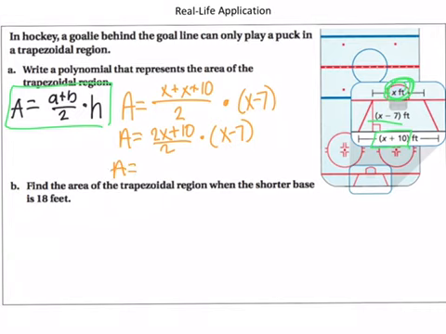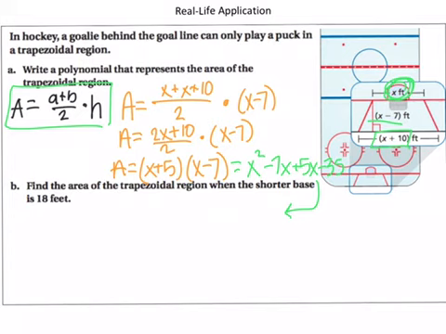So we have x plus 5 times x minus 7. And now I hope you guys realize we're going to FOIL this. So go ahead and FOIL this out. So we have our first items, which is x squared, our outer, which is negative 7x, our inner, which is positive 5x, and our last, which is negative 35. I'm going to draw an arrow here. So when we simplify this and combine our like terms, our final answer of this polynomial is x squared minus 2x minus 35.